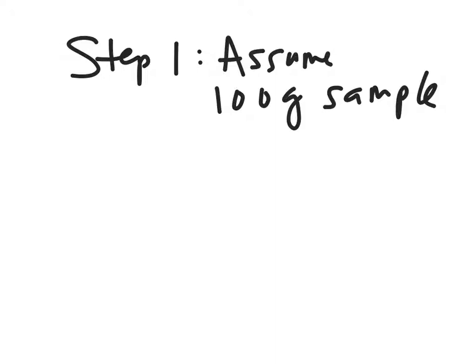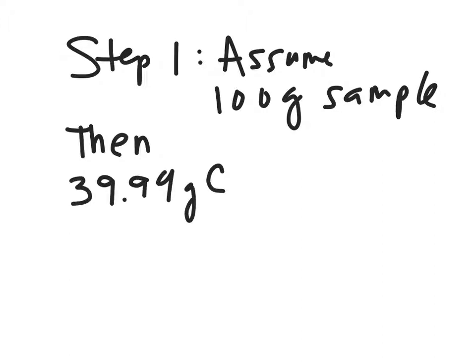So if we have 100 grams of sample, and that sample is 39.99% carbon, then we must have 39.99 grams of carbon. Okay? So again, if we have 100 grams of sample, and that sample is 39.99% carbon, then we must have 39.99 grams of carbon. And the first thing we'll do is convert that to moles. Because when we're working with chemical formulas, we're never in mass. We're always in units of moles.